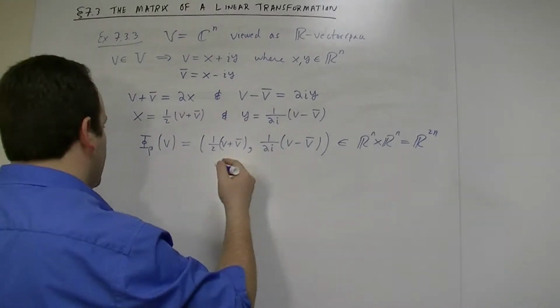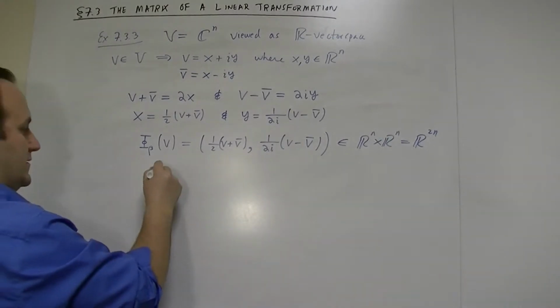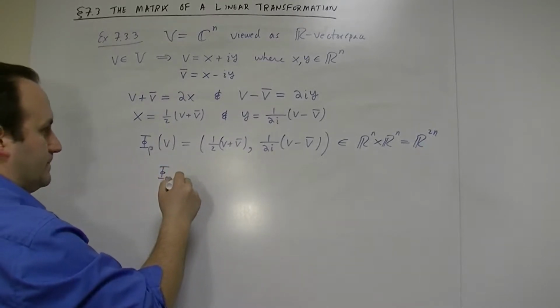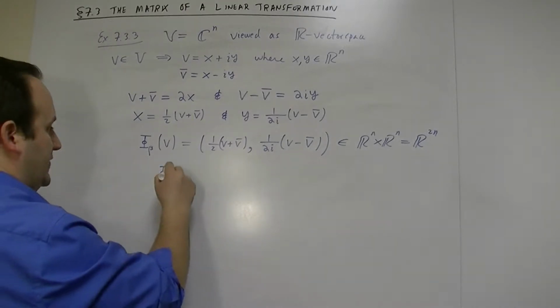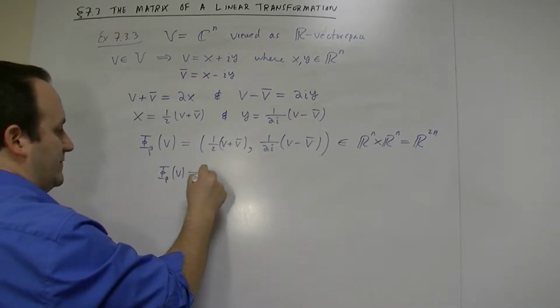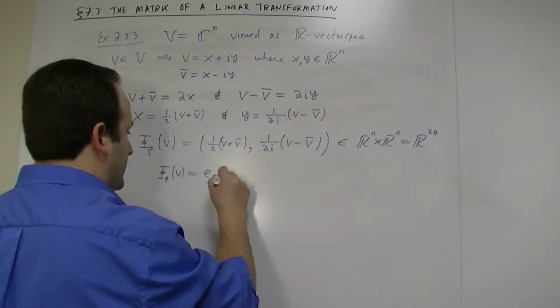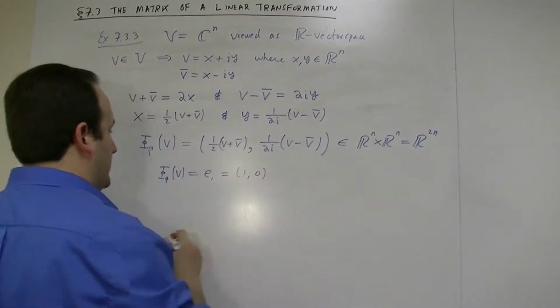In particular, I can look at what's phi beta. Suppose phi beta v is equal to E1, for example. So that would be like 1, 0.